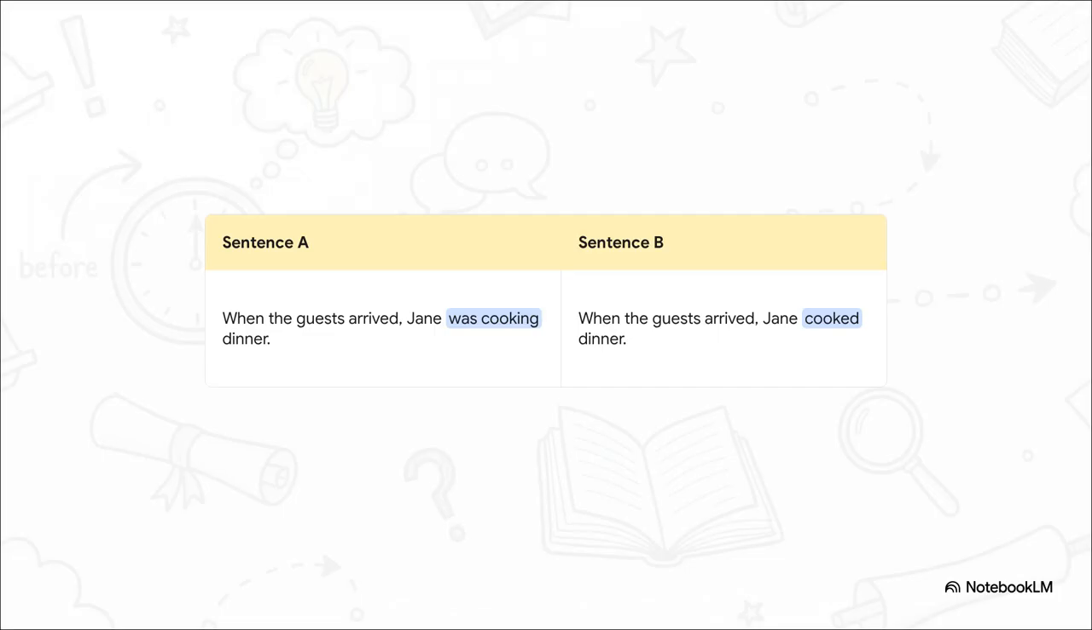Look at these two sentences. They seem almost the same, right? But one little word completely flips the story. In sentence A, the cooking was already happening. It was in progress when the guests walked in. But in sentence B, nope, the guests arrived and then Jane started to cook. That one tiny change messes with the whole timeline.